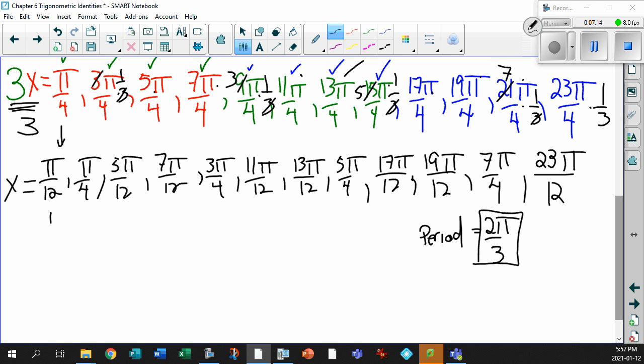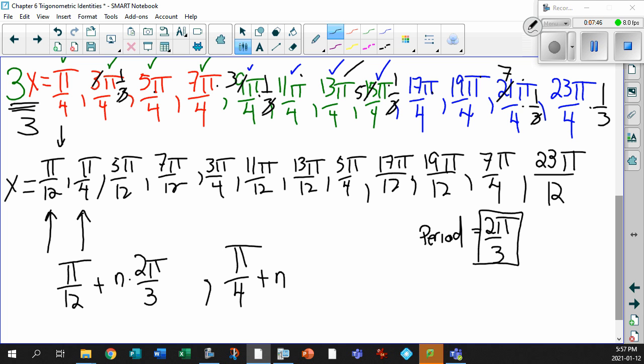But interestingly enough, if you look on your calculator, you're going to see that this one and this one both need the 2 pi over 3 added to them. I'm going to leave that up to you to figure out why. Go onto your calculator and graph this, and you're going to see that this means pi over 12 plus a multiple of the period, which is 2 pi over 3, and the other answer is pi over 4 plus a multiple of 2 pi over 3. There you go in general form. What a way to finish.